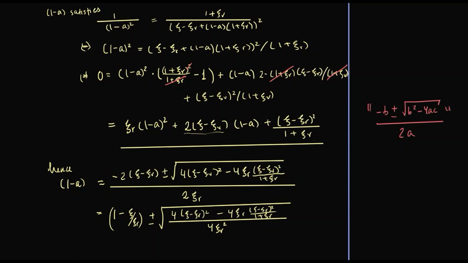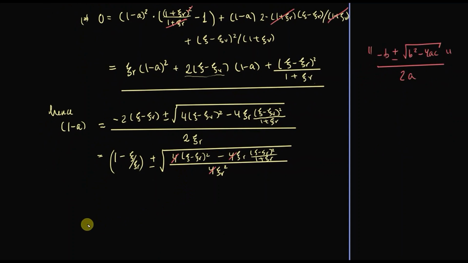So which things cancel out in the square root? The 4's all cancel, and that's pretty nice. And apart from that, what else do we have? Well, let's just try to continue our calculation a little bit. Here we have a 1 minus xi divided by xi(r) plus minus, we have a rather long square root.